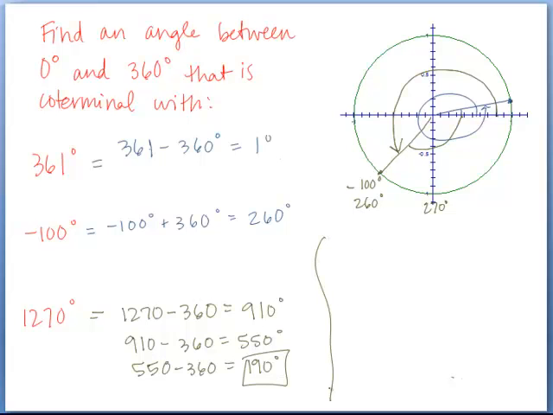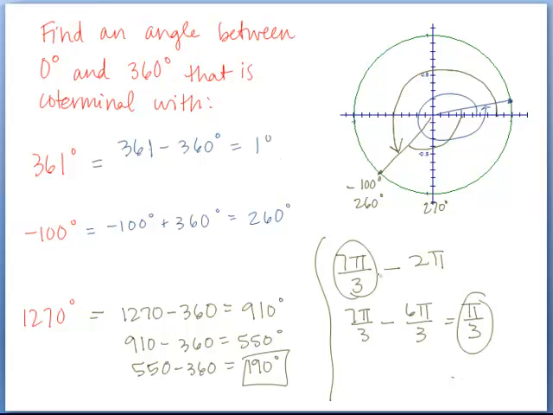Real quick, what if we want to find an angle that is coterminal with 7 pi over 3? Then you're working in radians here, and instead of subtracting 360, we want to subtract 2 pi. You have to get a common denominator, so 7 pi over 3 minus 6 pi over 3 gives us pi over 3. So 7 pi over 3 and pi over 3 are two coterminal angles.